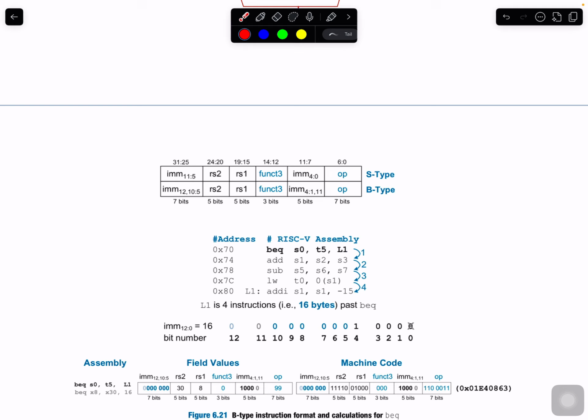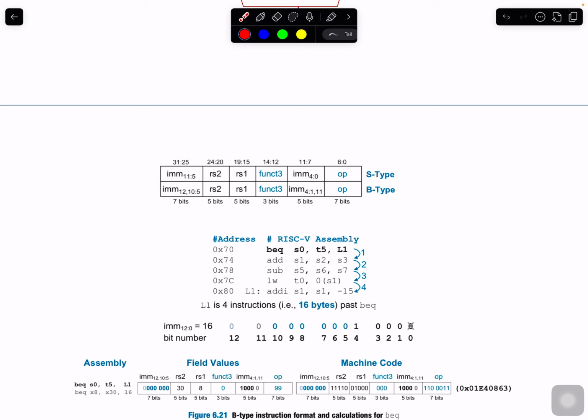What is L1, if you remember? L1 is this location here. So if they're equal, you need to jump there. Now the way the jump works, we don't put the address 80 here. Instead, we replace L1 with an offset relative to this instruction. So this instruction is 4 words down, or up, whatever. You go from here to here.